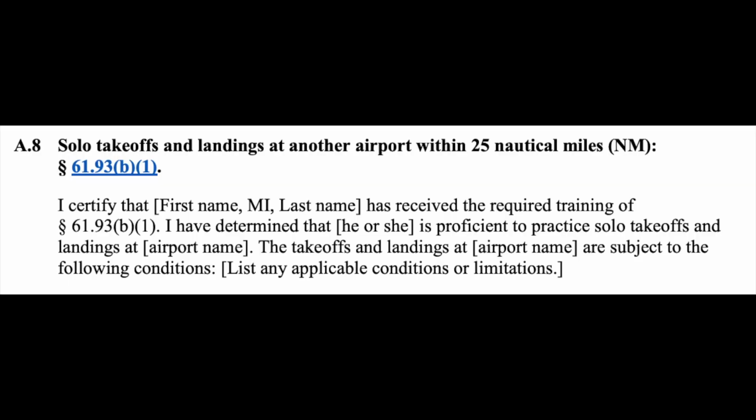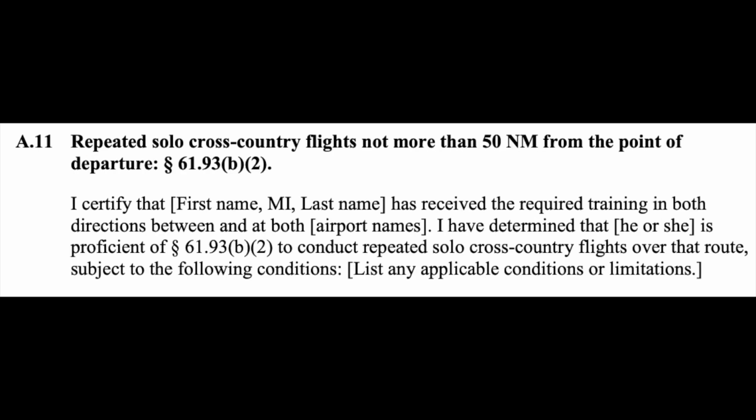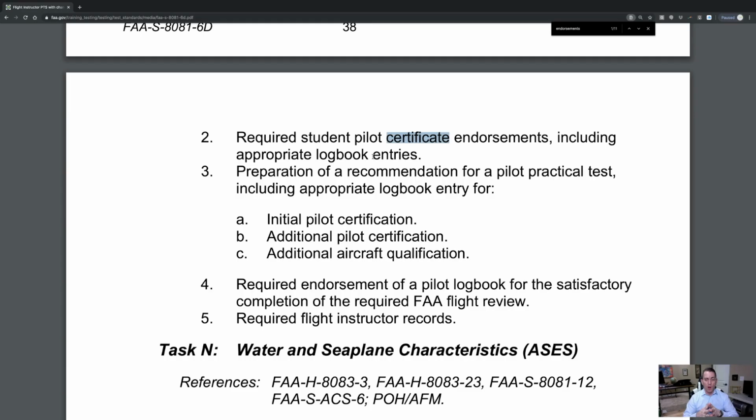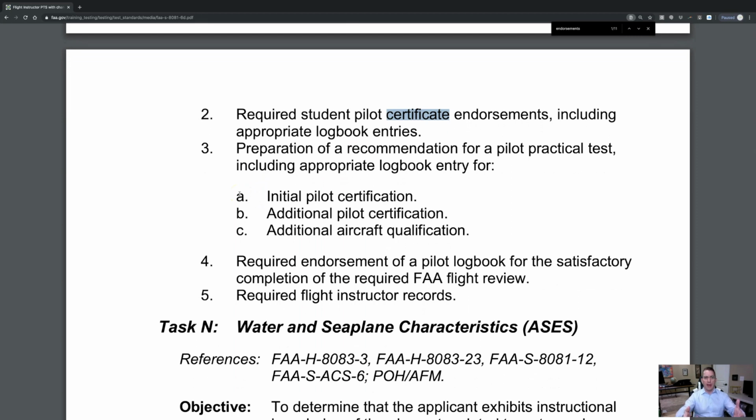And then we have the 61.93 Bravo 2 endorsement, and that allows someone to do repetitive cross countries less than 50 nautical miles back and forth as much as they want. And that's the 61.93 Bravo 2. And so the requirement would be that you've got to do a lot of training with them and do pretty much everything within 61.93 Charlie, Charlie 1 and Charlie 2 respectively, to give them the Bravo 2. Bravo 2 is a pretty complex endorsement, and it would take a lot of work to be able to get them a Bravo 2. Let's skip right down through here.